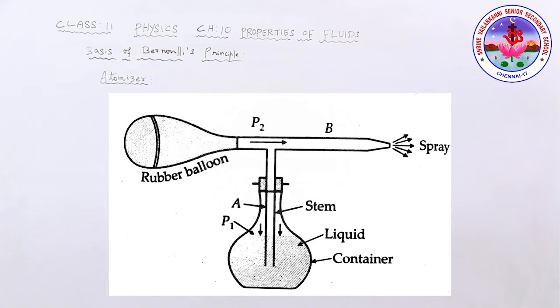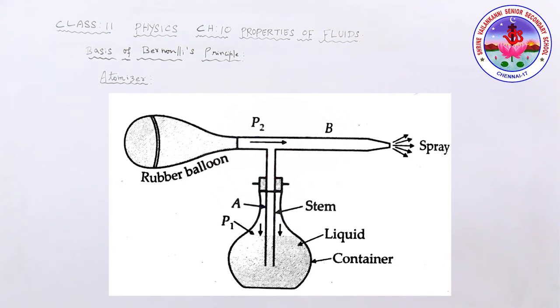When the rubber balloon is pressed, the air rushes out through the horizontal tube B and decreases the pressure to P2, which is less than the atmospheric pressure P1. Right, it is in the container.